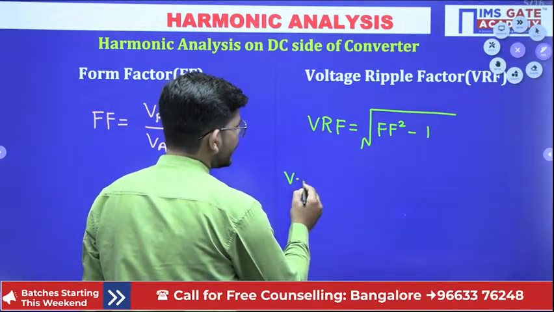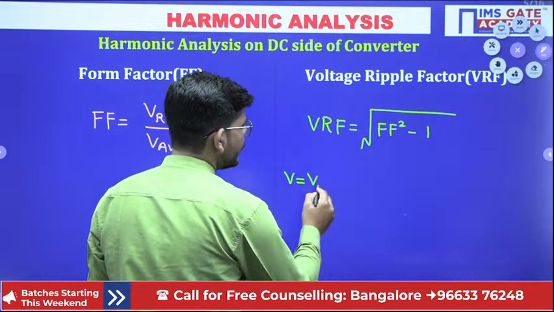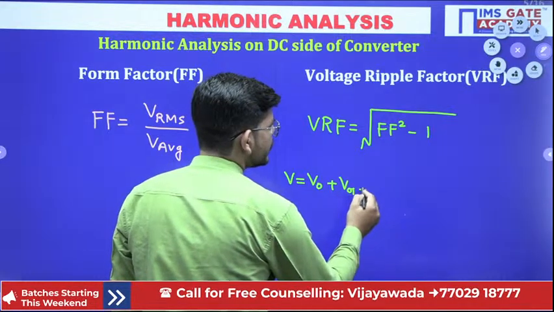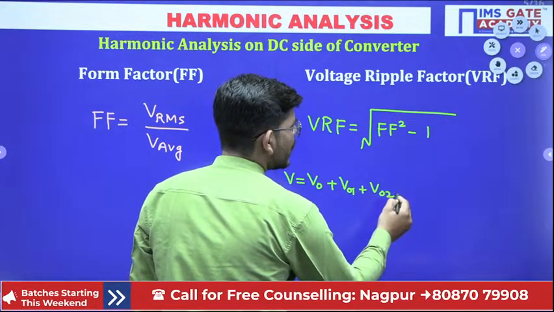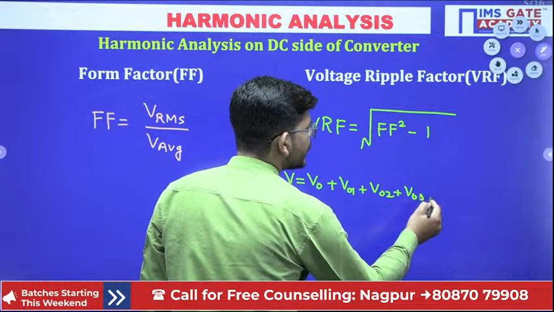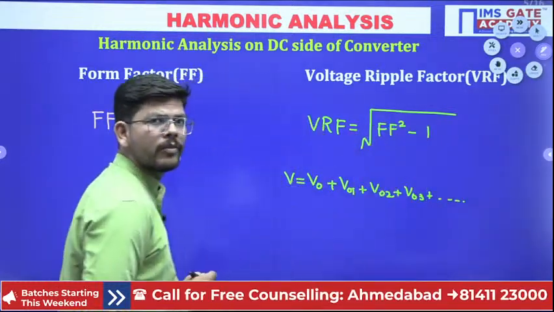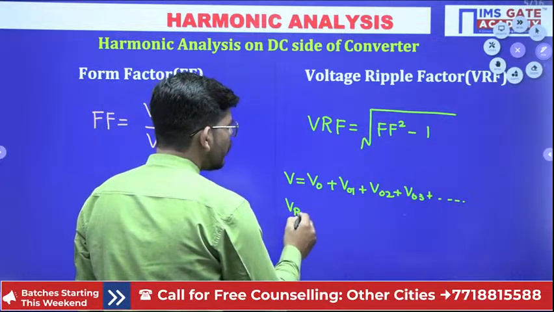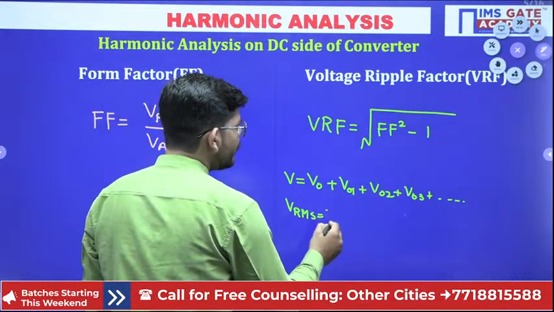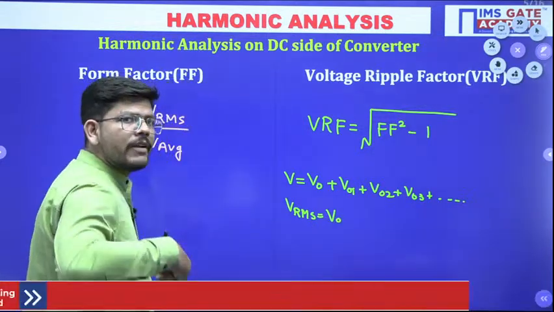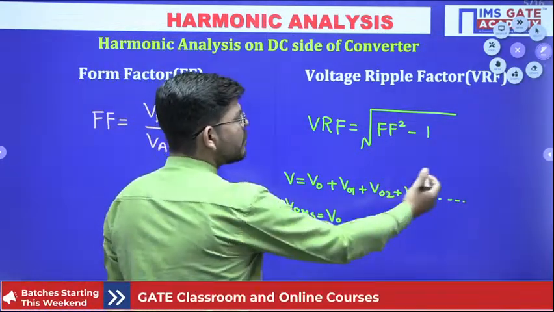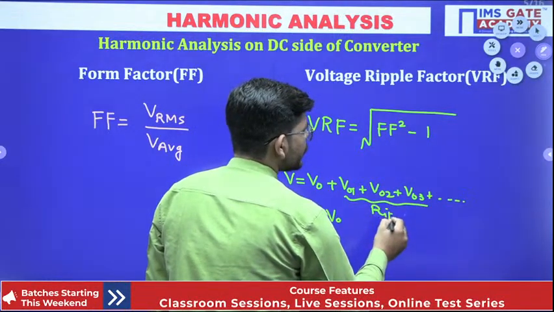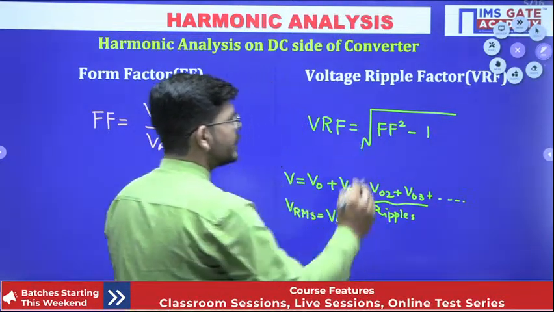So we are getting at the output this kind of voltage, which has the DC voltage as well, the fundamental voltage as well, and it might have a second harmonic, a third harmonic, or any order of harmonic. What do we want? We want our RMS value of this total voltage to be equal to only V0. But we are forced to have the other components as well, which are called the ripples.